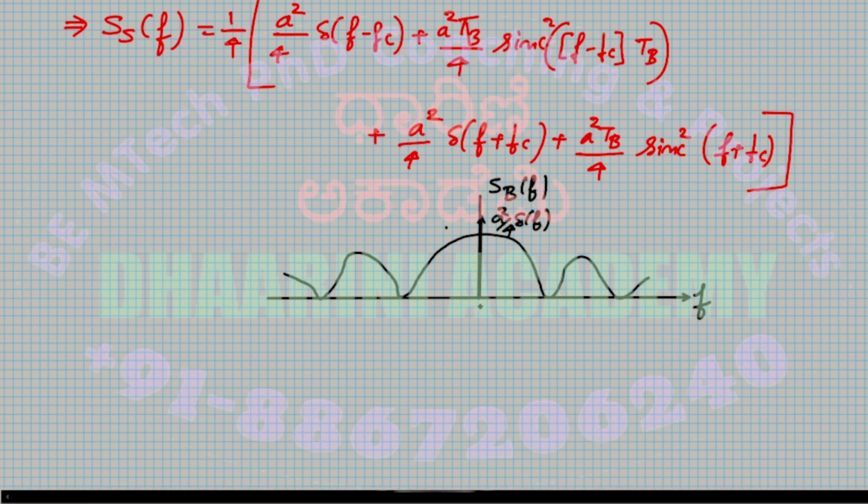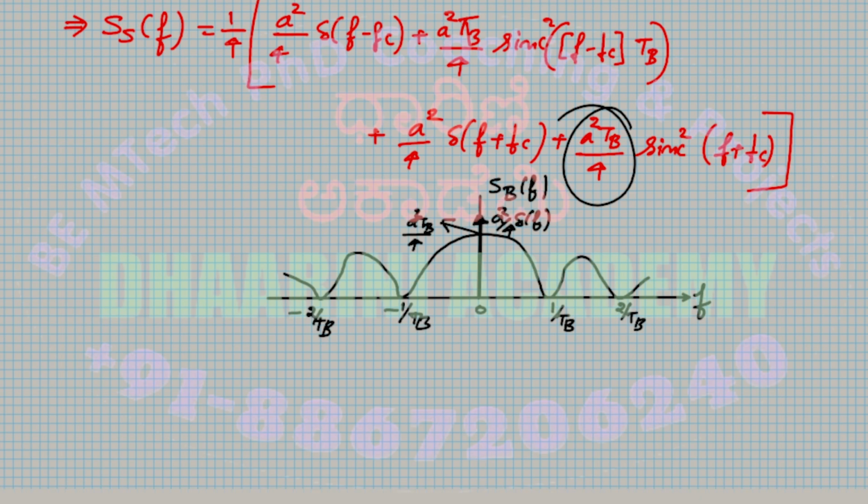Okay, so if you remember, this was 0, this is 1 by TB, this is 2 by TB, minus 1 by TB, minus 2 by TB, and so on. This is what we had at our original place, right? So this has an amplitude equal to A square TB by 4. Okay, that's corresponding to this. This arrow mark you see here corresponds to the delta function whose magnitude is A square by 4. Okay, that's fine.